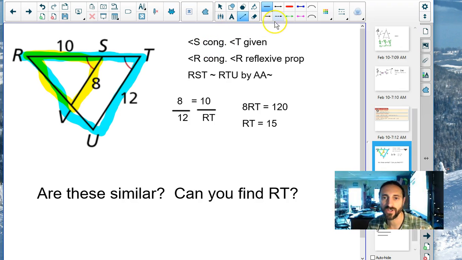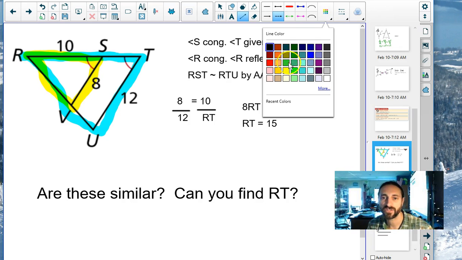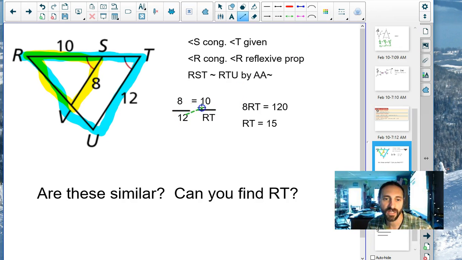Now, what do I have to do in order to figure this out? Of course, we're going to cross multiply. Let's get some green in there. How do we do cross multiplication? The 12 goes up with the 10. The RT goes up with the 8. That's how you end up with 8 RT equals 120. Divide both sides by 8, and you get RT is equal to 15.